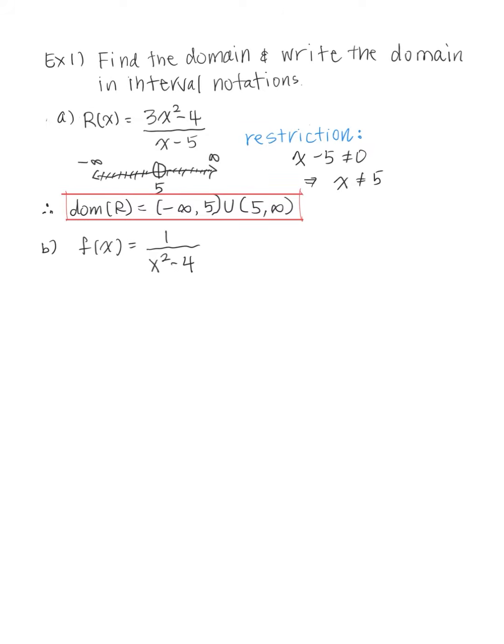Let's take a look at this function here: f of x equals 1 over x squared minus 4. Again, we need to find the restrictions. Since this is a fraction, we cannot have a 0 on the bottom. So the restriction is that x squared minus 4 cannot be 0. By the way, there are a couple of ways that you can do this problem.